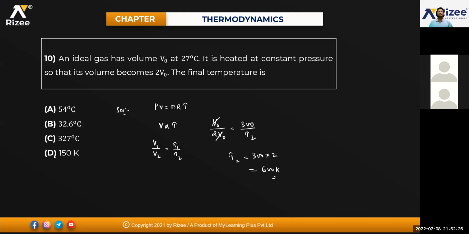So 600 Kelvin is not there among the options. So I can write this as 600 minus 273. How much is it? 327.